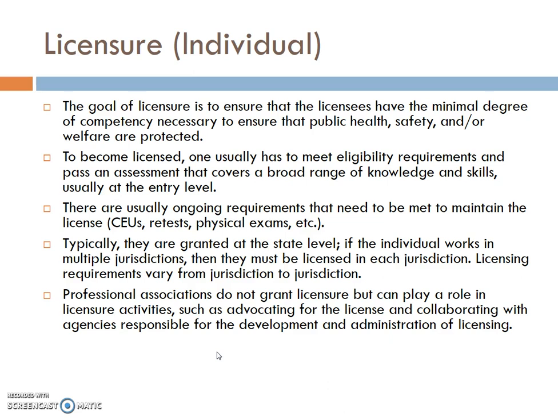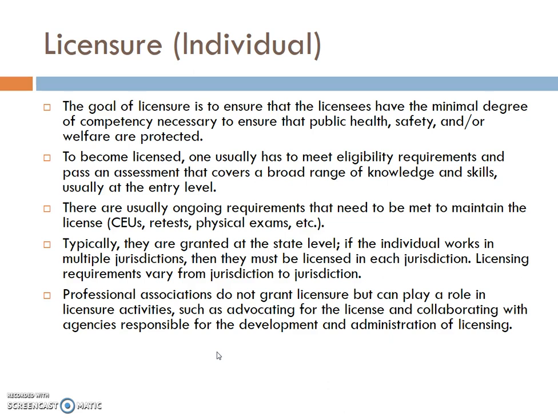So licensure of an individual, again, we've talked about this. It ensures that they have a minimal degree of competency to perform the task. To become licensed, you have to meet eligibility requirements. For example, the RNs at the associate degree level must pass their courses and graduate from their particular college. And hey, guess what? An RN at an associate's degree and a bachelor's degree take the same test so they can be licensed within the state.